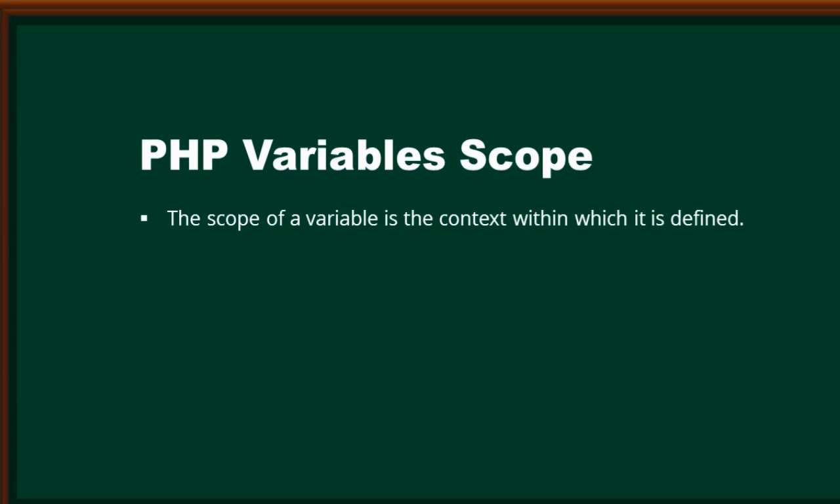PHP has three different variable scopes. The first is the local scope. A local scope basically refers to a variable that has been defined inside a function.